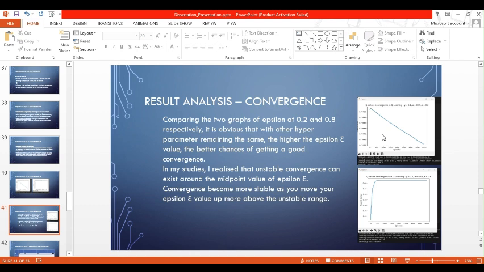Then on 0.7, I also noticed that it was doing the same thing, however, it wasn't regular. In five tests of the same epsilon value, it can converge very well for four, but one of them wouldn't converge. For 0.8, no matter the number of tests that I ran for that epsilon value, it kept converging. So this is where I noticed that there is a particular epsilon value where the convergence will be very much stable.